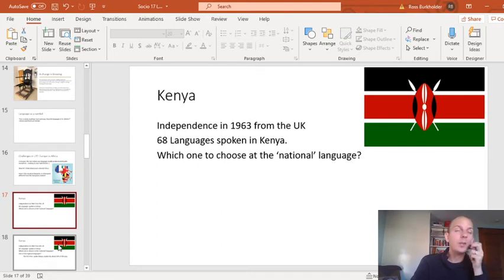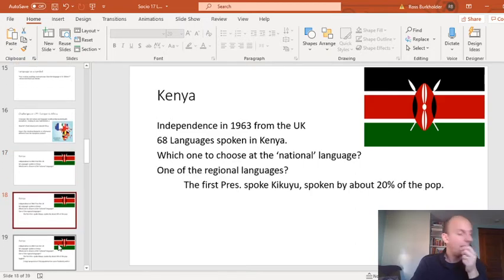Do we choose one of the 68 regional languages to promote as a national language? That could be a possibility, right? So a good potential would be Kikuyu. It's the language spoken by the first president, so it has that indexical association going for it. And it's also spoken by about 20% of the population, which is pretty hefty, actually. That's a good share when you consider there are 68 languages.